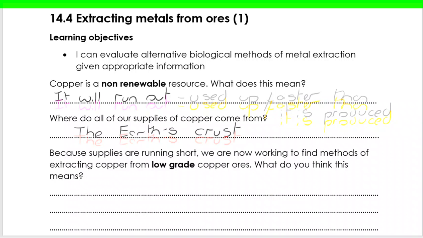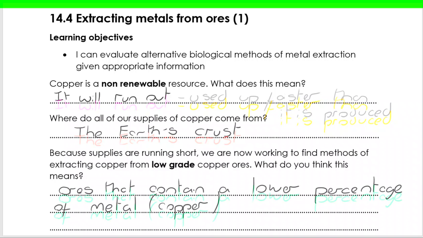Because supplies are running short, we're now working to find methods of extracting copper from low-grade copper ores. What do we think this means? Well, you'll remember from previous topics that an ore is something that contains enough metal to be economically worthwhile to extract. So a lower grade copper ore is going to be an ore that has a lower percentage of copper present. The key then is making it financially viable.